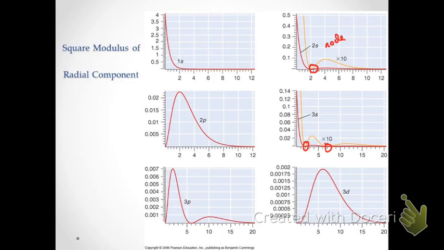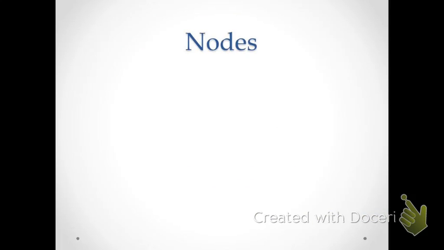We have 0 nodes for the 1s orbital. We have 0 nodes for the 2p orbital. But for the 3p orbital, we have one node. And then for the 3d orbital, we have 0 nodes. So there is actually a pattern. If we look at this, we will find that the number of radial nodes is determined by the n quantum number and the l quantum number, which we represent by this simple equation here: n minus l minus 1.